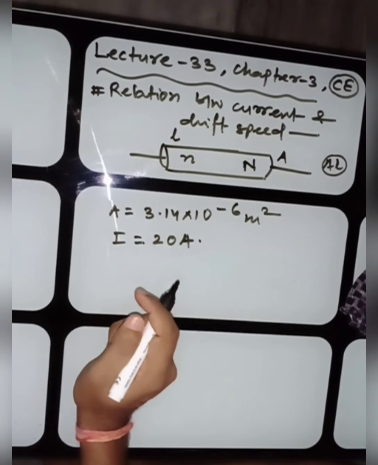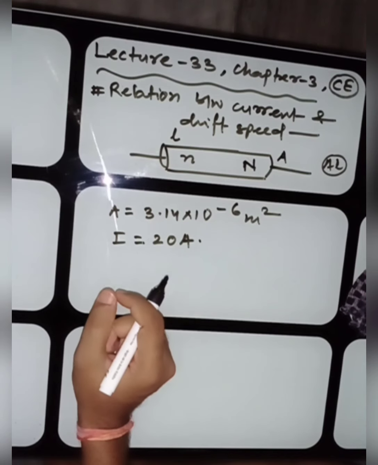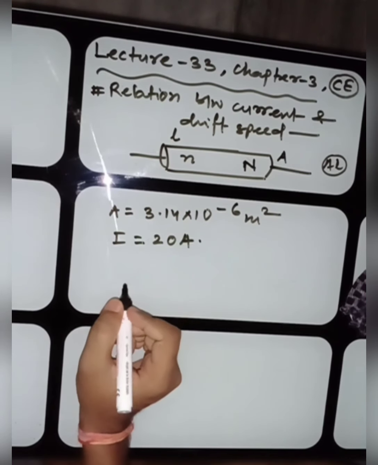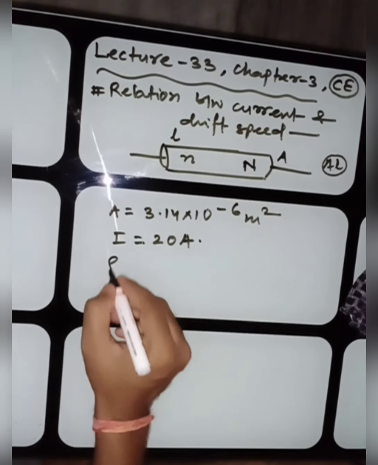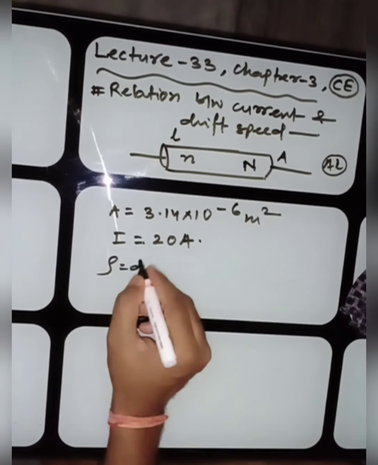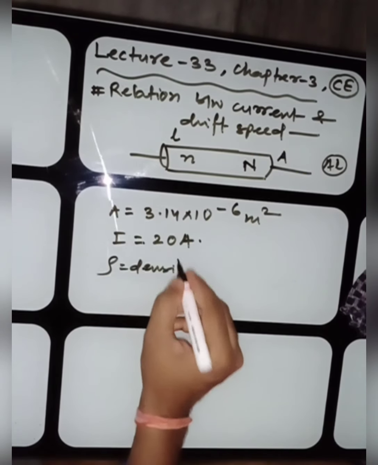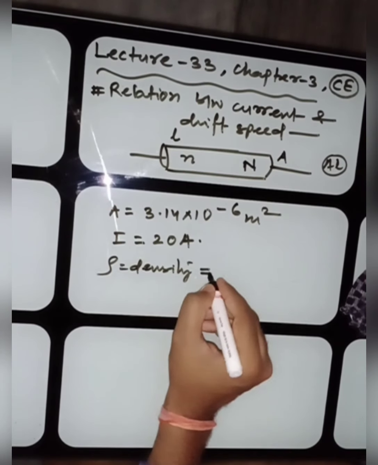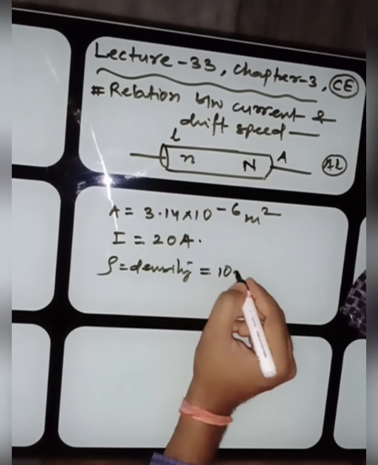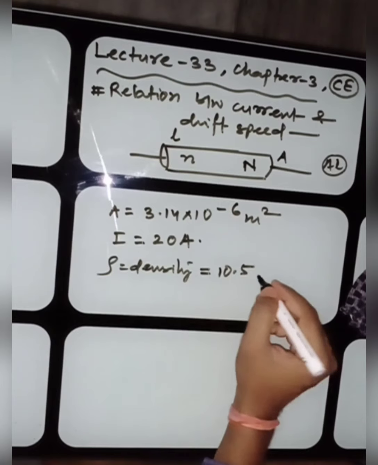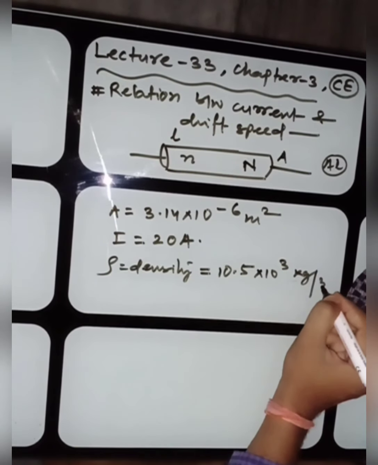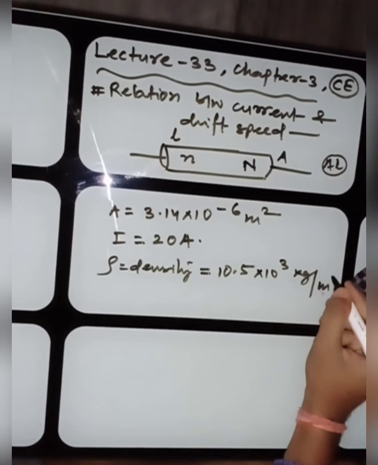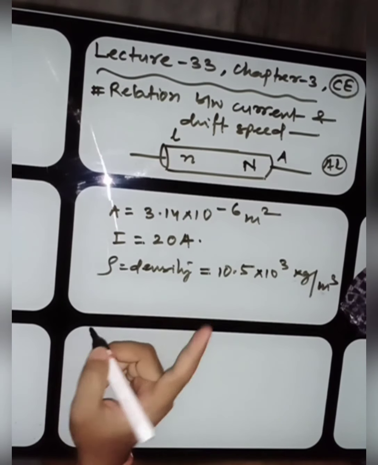I am giving you certain values. The atomic weight of silver, you know that it is 108. Okay, the density of silver, I am giving you the density. This is the density, remember, and you know that density will be 10.5 into 10 to the power 3 kg per meter cube. This is the density of silver.